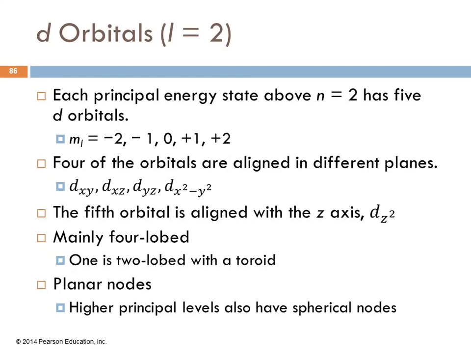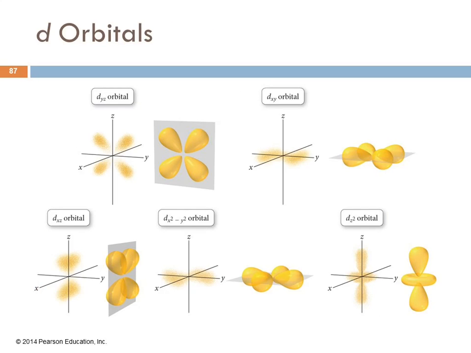Then there's the d orbitals. So as we go up, all the possibilities become greater. So above n equals 2, we've got the 5 d orbitals, and there's the quantum numbers for that. So 4 of these are aligned in different planes, and the 5th is aligned along the z-axis. Most of these guys are 4-lobed, and one is 2-lobed with a toroid. And these have planar nodes. The higher principal levels also have spherical nodes. You're like, what? We're just kind of putting this out there so that, yeah, these exist, kind of deal. Look at those guys. They're crazy.